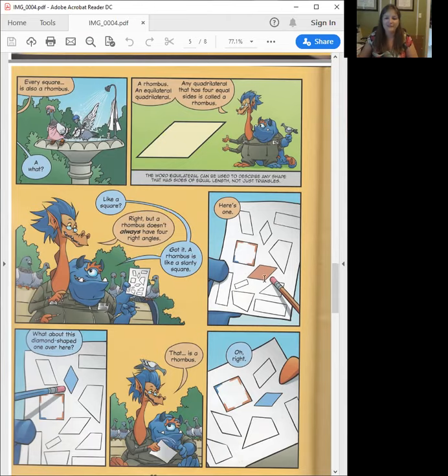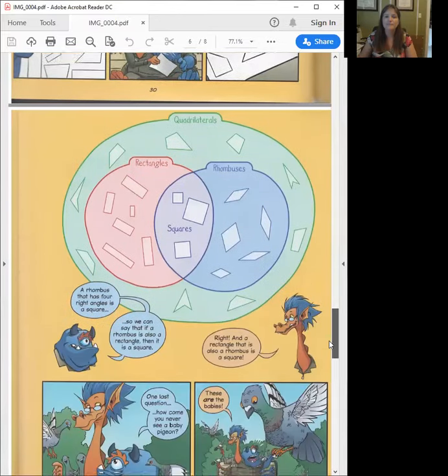Here's one. What about this diamond-shaped one over here? That is a rhombus. Oh, right. If you turn it on its side, they look the same, huh? They can be big and they can be small. They can be super slanty or less slanty, but they have to have 4 equal sides.